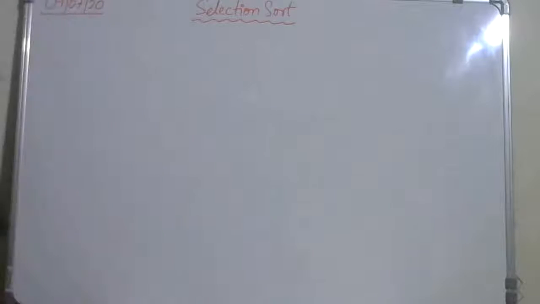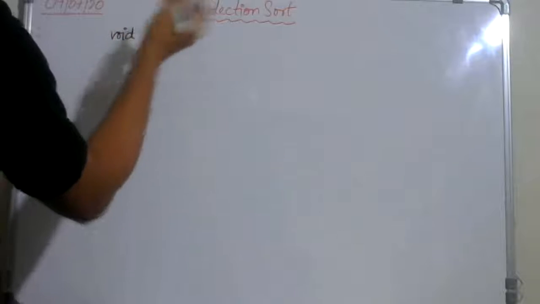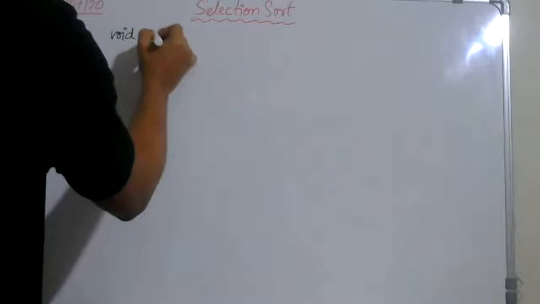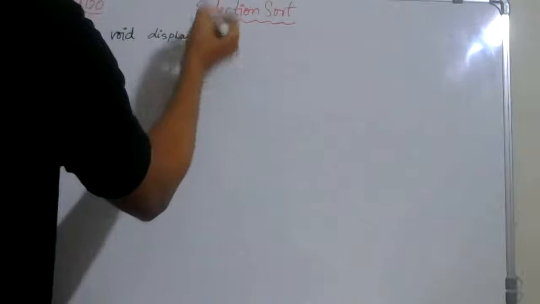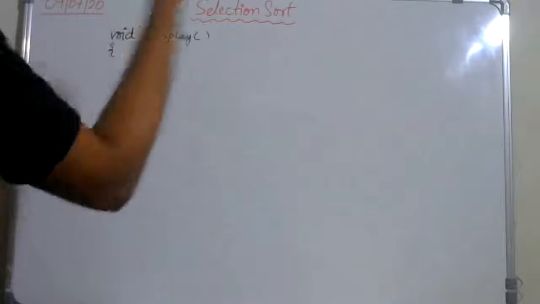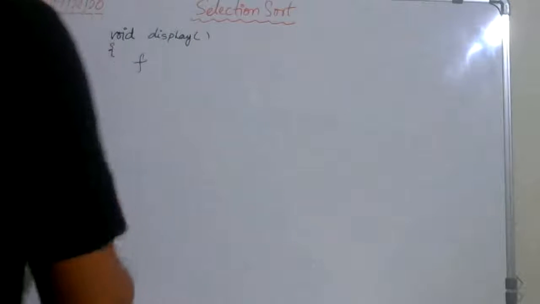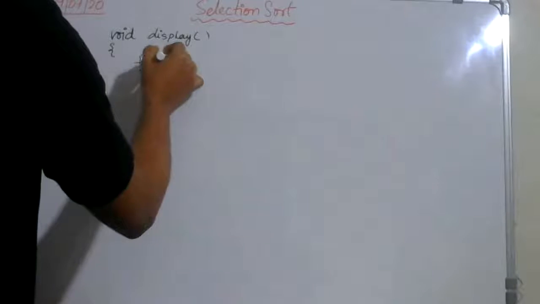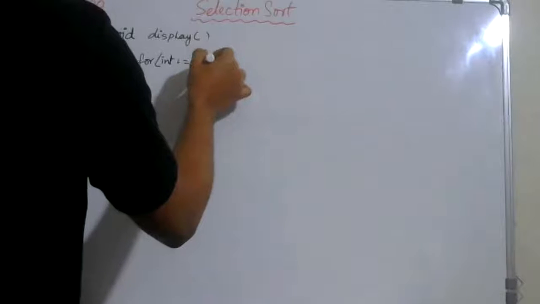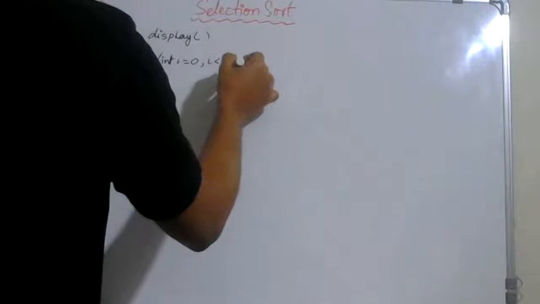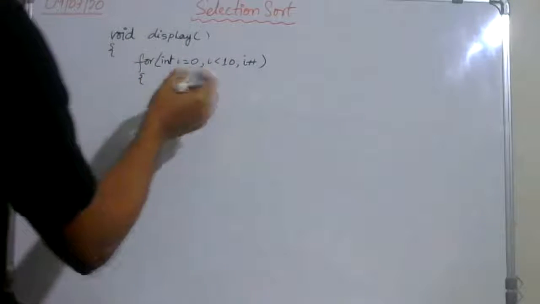And let us now write the display method. So again, the display method is the same as that of the linear search program. So it will be void display. It does not take any parameters. Inside the display method, we'll have a for loop to traverse the array and print the values at the locations in the array.